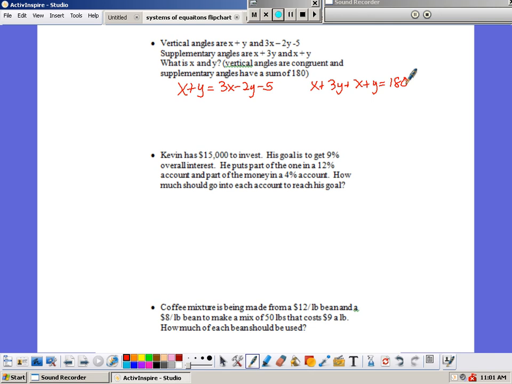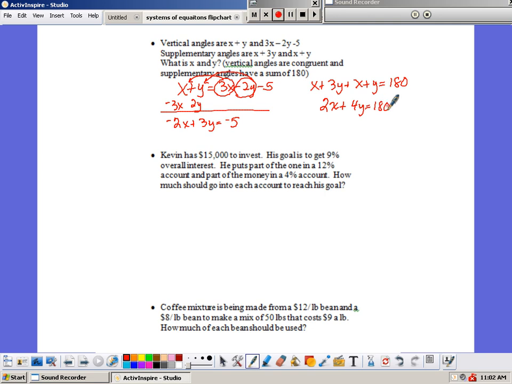And I definitely don't want to graph. And I don't want to do substitution because there's too many y's and too many x's. So I'm going to go to elimination. So I'm going to take my 3x and move it over here and get negative 3x. I'm going to take my negative 2y, move it over here and get positive 2y. So now I have negative 2x plus 3y equals negative 5. I'm going to gather terms here and get 2x plus 4y equals 180.